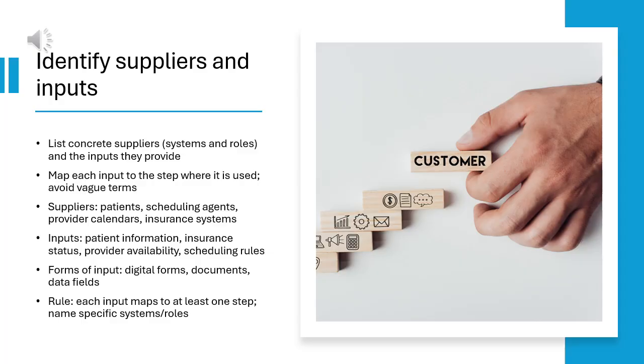List who provides the ingredients and what they provide. Be concrete about systems and roles. Link each input to a step where it is used. Avoid vague phrases like general information.